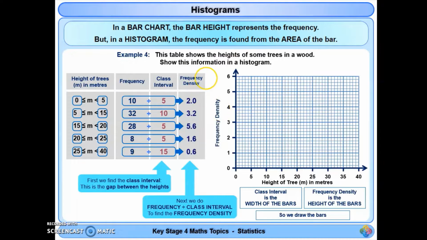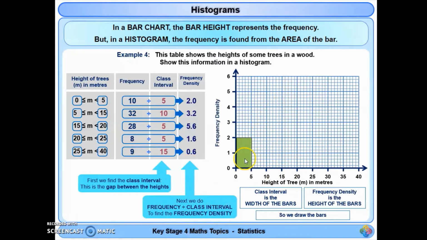So what we are plotting is the frequency density at 2.0, which is here, and we also need to look at the class interval. We're going from 0 to 5. So the width of this bar is going to go from 0 to 5, and its height is going to be 2.0. So we draw in the first bar, it looks like that.